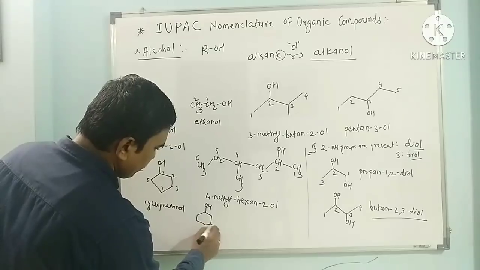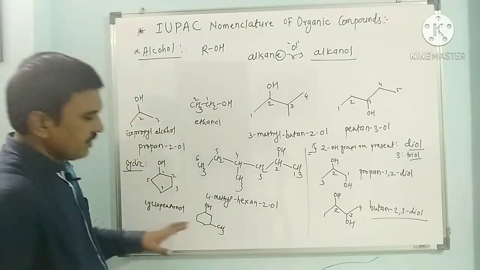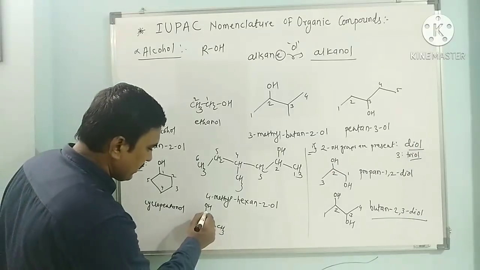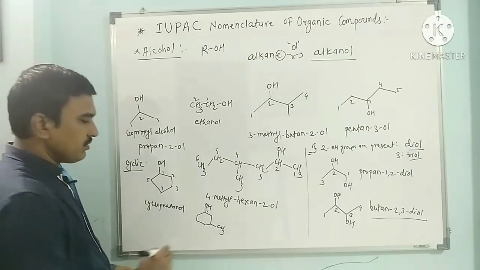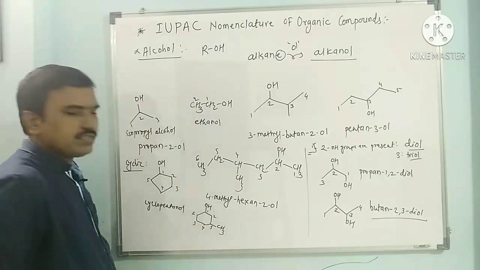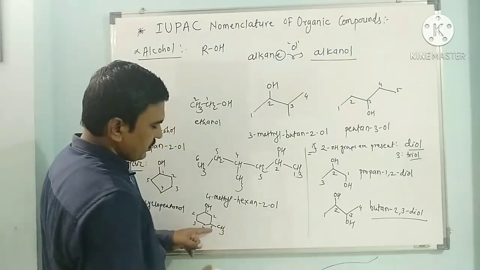If we have OH here and methyl here, this is a cyclohexane system having methyl as well as OH. The carbon where OH is attached always gets the first number, then 2, 3, 4, 5, 6. 6 carbons are there. So it is 3-methyl.